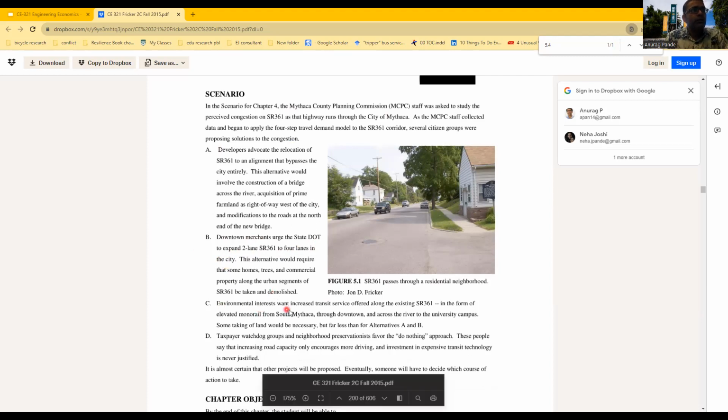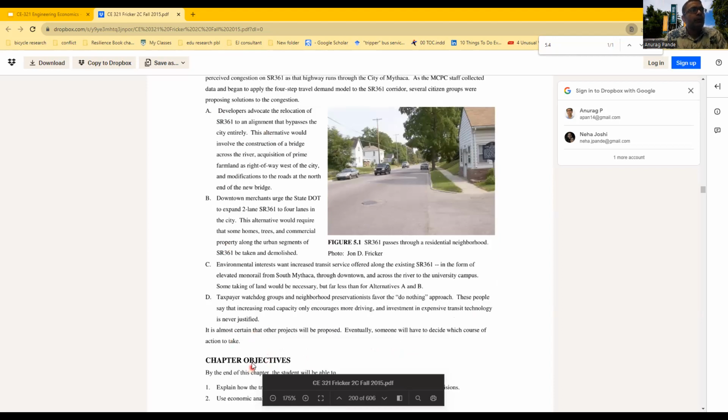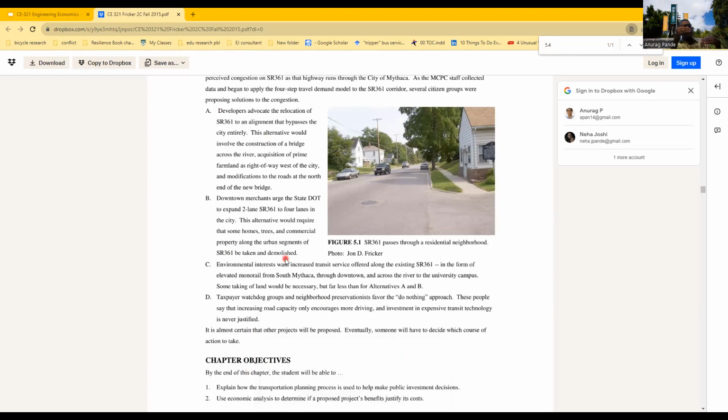The environmental interests want increased transit service, right? So the environmental interests have an interest in not having as many cars using the roadway, so they want more transit service. And then taxpayer watchdog groups and neighborhood want a do-nothing approach. So basically just let it be and don't increase road capacity, because increasing road capacity only encourages more driving, and expensive transit technology is never justified. So this is an idea about different stakeholders proposing different solutions.